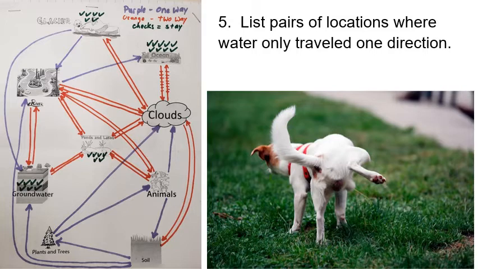Animals and the ground or the soil. So when animals pee, the water goes into the ground. An animal doesn't drink water out of the soil. So this is a one-way relationship. Water only goes from animals into soil, not the other way around.